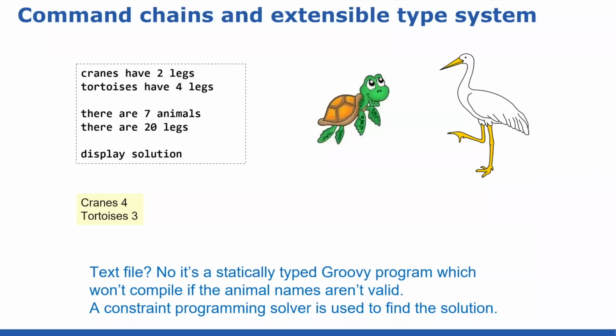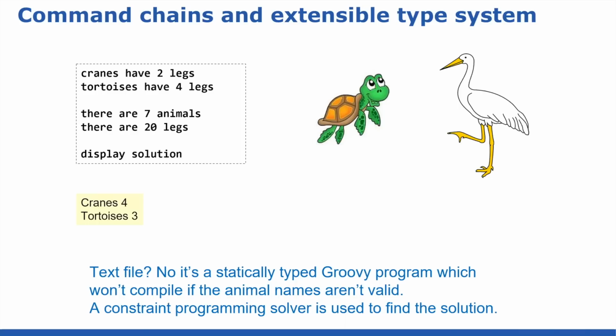Now this is just going back to the DSL information that I mentioned before. Up in the left-hand box on your screen, it looks like cranes have 2 legs, tortoises have 4 legs, and so it looks like some text, but that's not a text file. That's a statically typed Groovy program. In fact, this Groovy program won't compile if the animals that you list in it aren't found in an online database of animals. If I put in cranes and tortoises, it finds both of those. If I put in dragons and unicorns, the program might fail. It might find dragons because there's water dragons and things like that, but unicorns unfortunately may not be in the database that I'm using for this particular program, and so the program won't even compile.